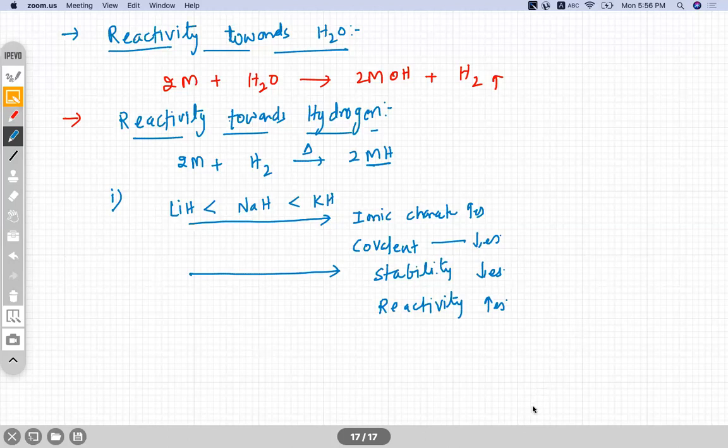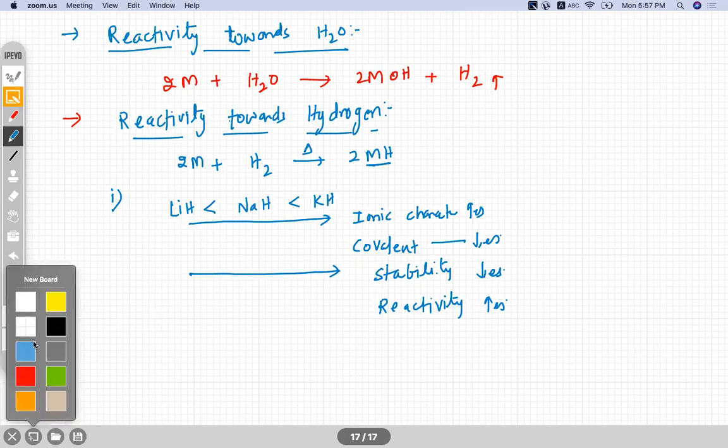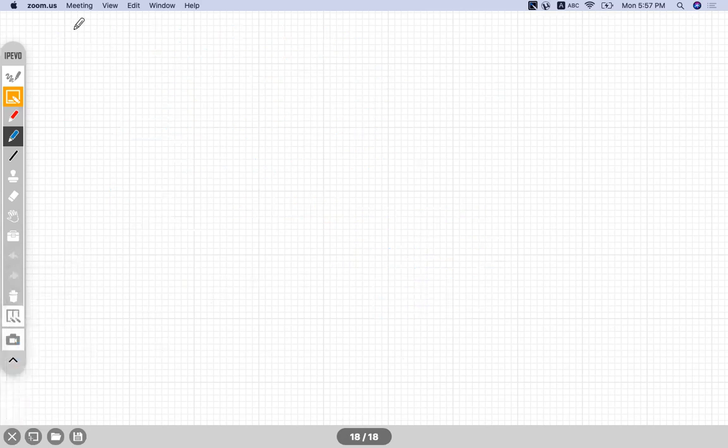No doubt. In general we say reactivity increases, for any reactions we can say. Okay. Yeah, tell me. So these properties of hydrides, you must keep in mind. They can ask you any one of these. I have already told you how to relate all these things, you can understand easily. Next, write down reactivity towards halogen.